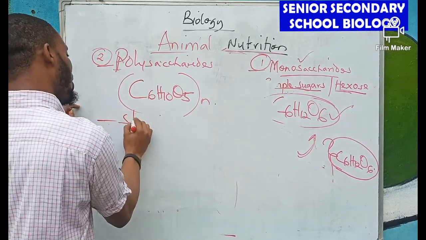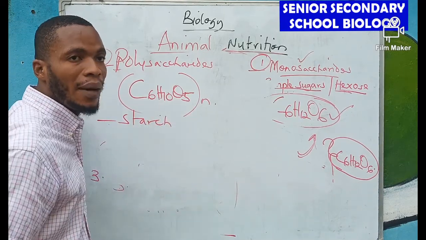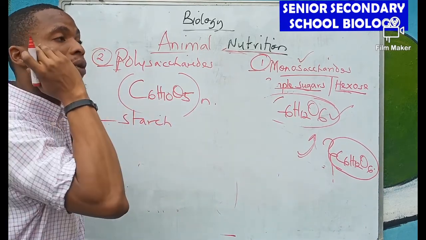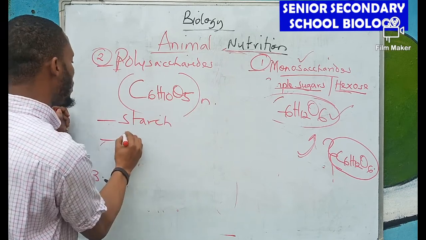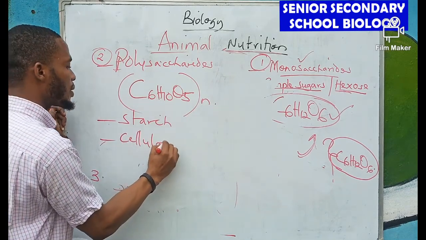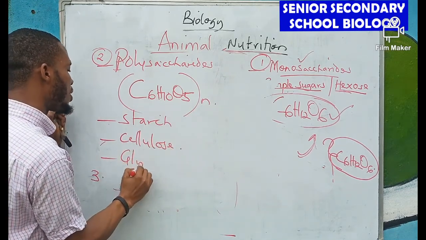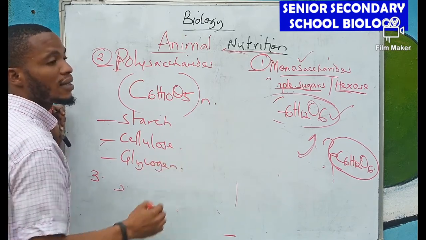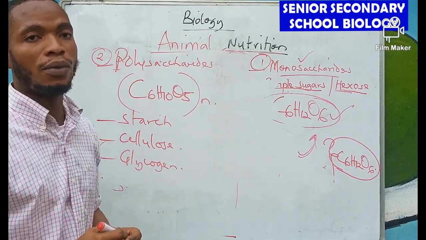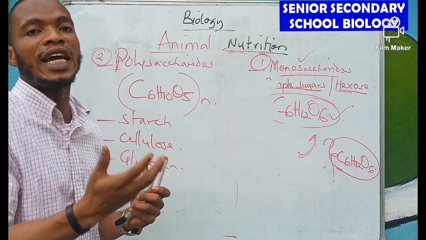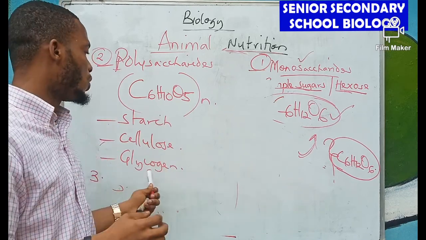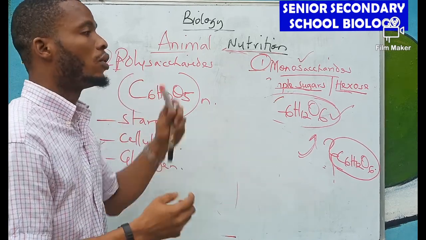Examples are your starch, which is your rice, your yam, all those carbohydrate sources of food. You have your cellulose. This one is found in plants. Then you have your glycogen, which is stored in man. Now, when you eat excess yam or excess carbohydrate, your body will try to store them, because you might need energy in the next hour or so. So doing that, it will now convert it back to one you can use.